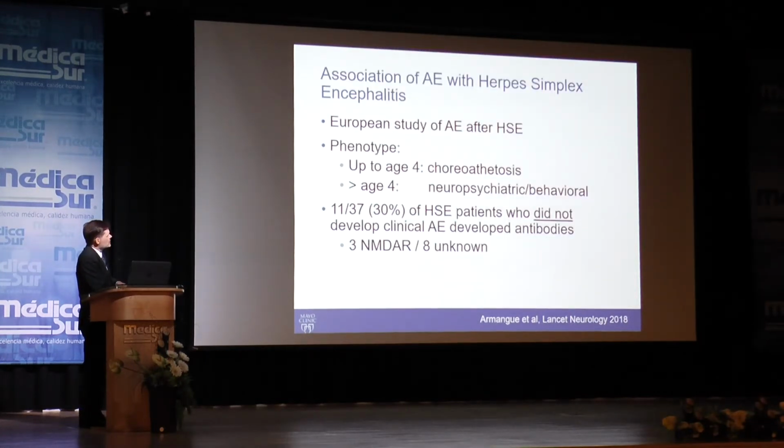What they found was in children who had had herpes encephalitis up to age 4, the autoimmune syndrome was usually choreoathetosis, whereas after age 4, the rest of childhood and adults, it was the neuropsychiatric behavioral disorder that we usually see with NMDA receptor antibody-associated autoimmune encephalitis. Also quite interesting is that 30% of patients who had had herpes simplex who did not develop clinical autoimmune encephalitis developed antibodies.